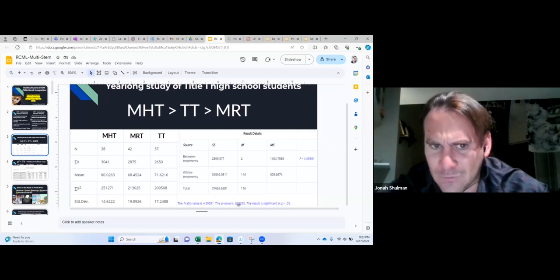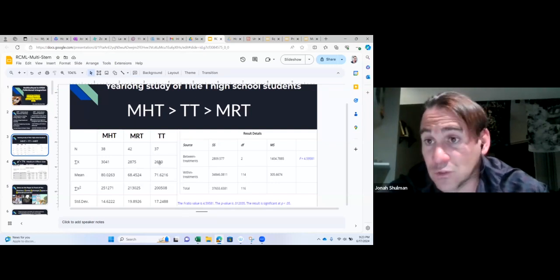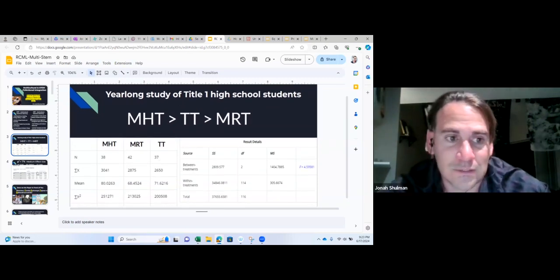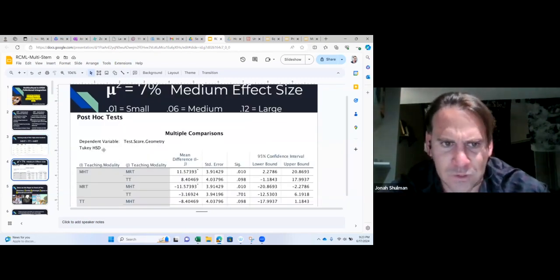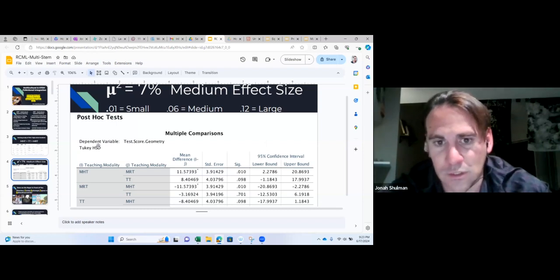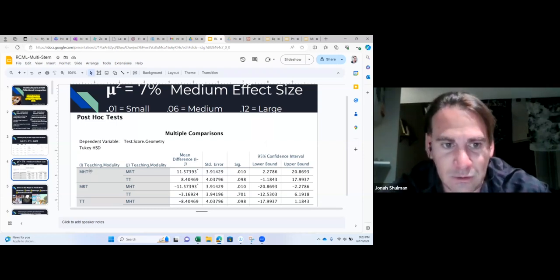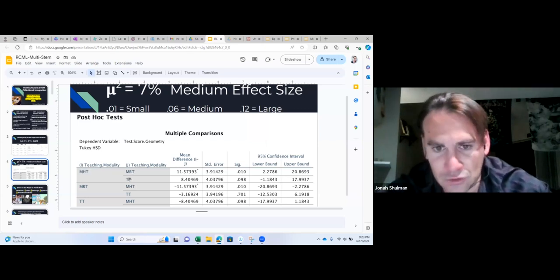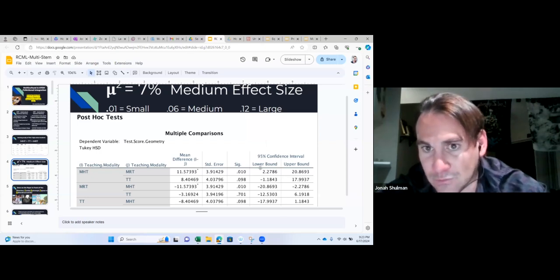But once I found the difference, I wasn't sure where the real difference was. So this is where you have to do what's called a post hoc analysis. The post hoc analysis is something like this. So this is your Tukey. See how it relates multicultural historical teaching, multicultural relevance teaching, and traditional teaching. And it gives you significant values right here. And we also have the confidence interval too.